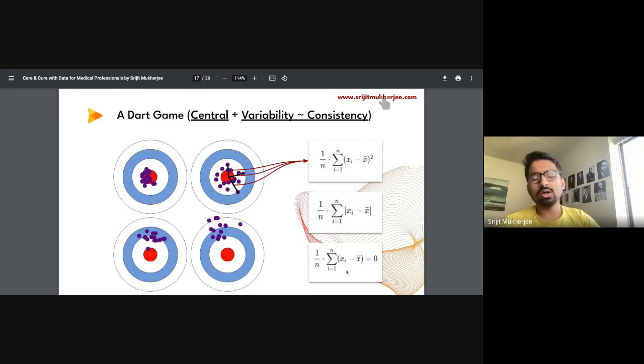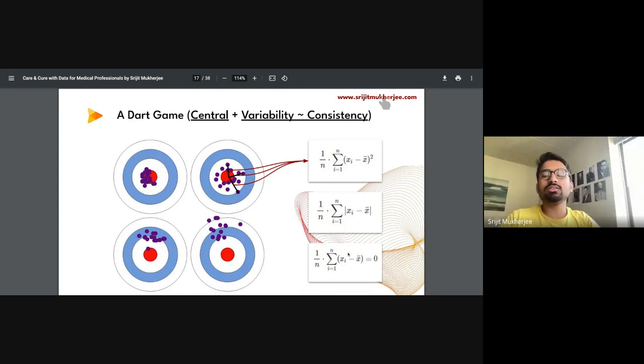But you can ask why we are not taking xi minus x bar, why we are taking square or mod? Because the sum of xi minus x bar will turn out to be 0. The reason is that everything will cancel out. There's some positive movement, there's some negative movement, right? And also in 2D, you cannot find this positive or negative. So you need to define it by distance.